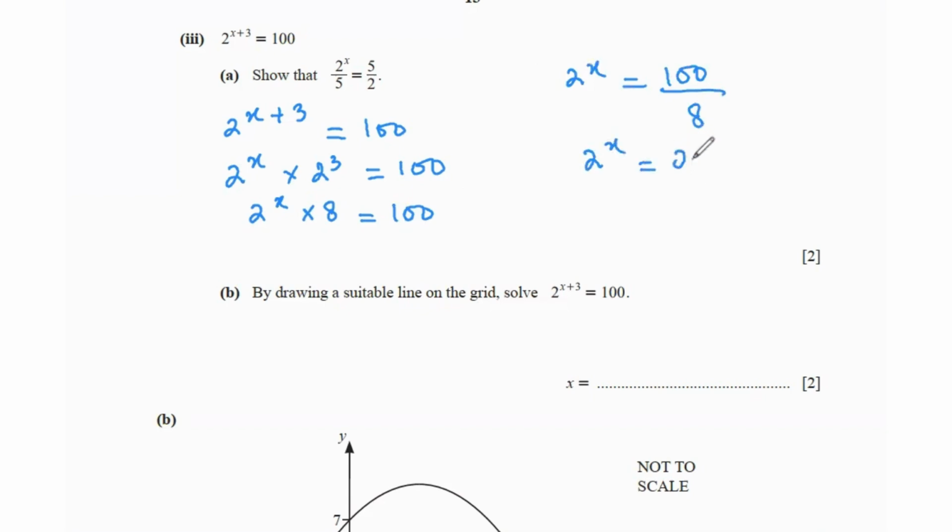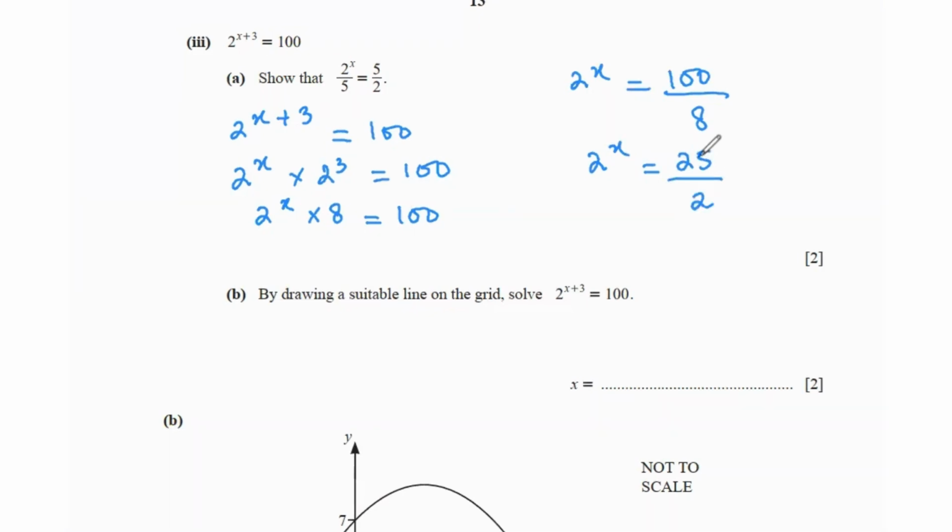It simplifies to 25 over 2. So now 25 can be split into 5 times 5. So that's 5 times 5 over 2. That's going to be 2 to the power of x over 5 and 5 over 2. Just split it and bring 1 5 to the other side as it is in the question. So 2 to the power of x over 5 equals 5 over 2.